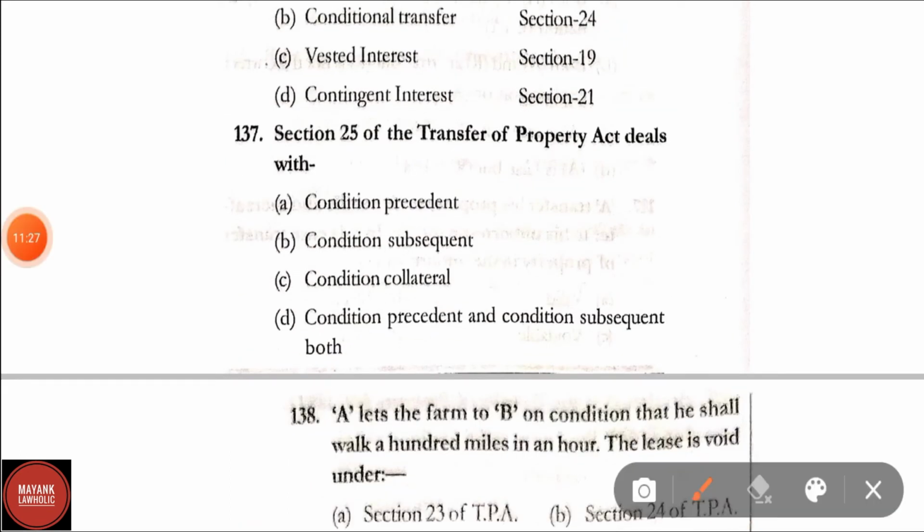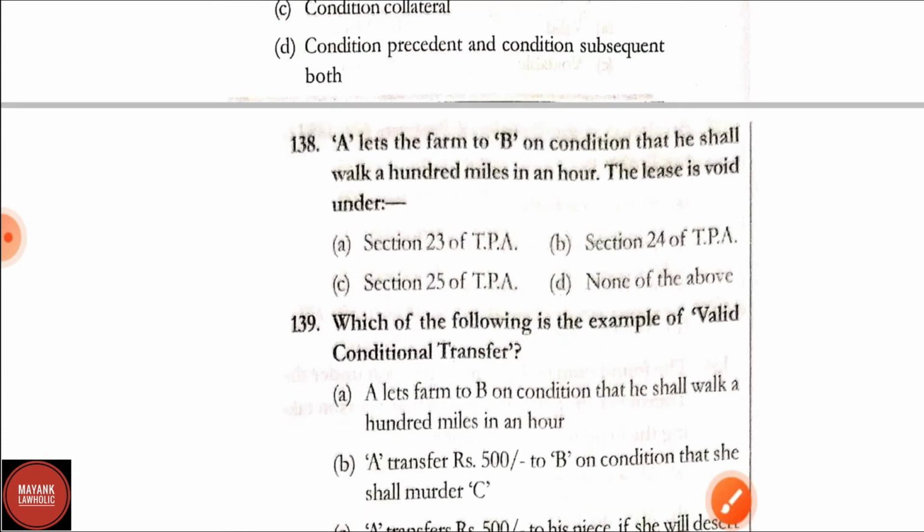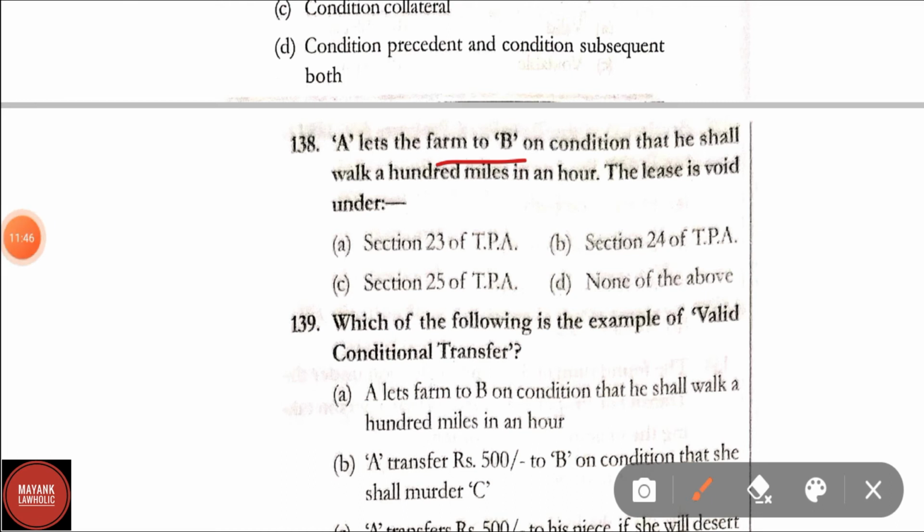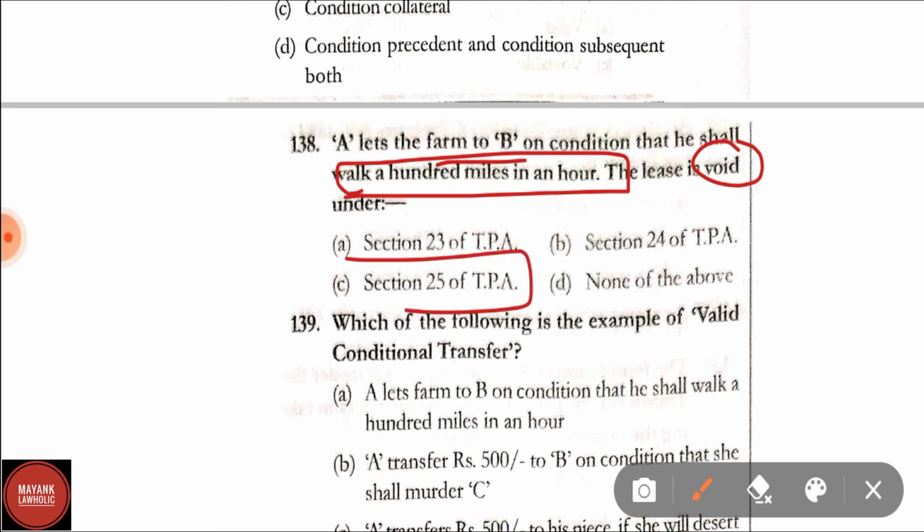Question number 137. Section 25 of the Transfer of Property Act deals with condition precedent. Question 138. A lets the farm to B on a condition that he shall walk 100 miles in an hour. The lease is void under section 23, under section 24, under section 25, none of the above. Here the correct answer is option C, that is under section 25 of TPA.